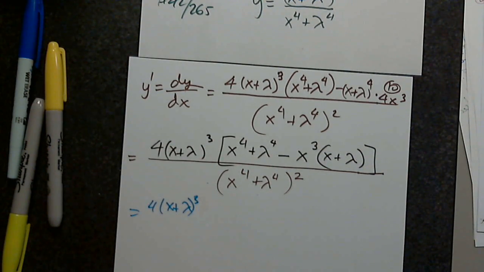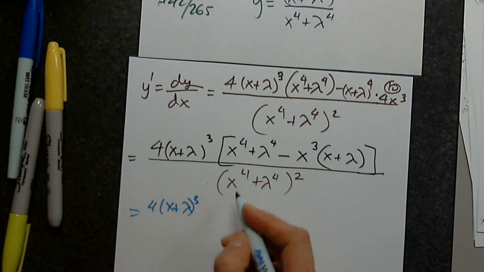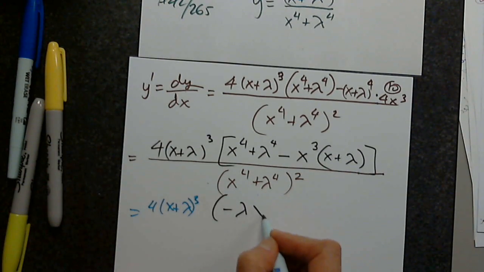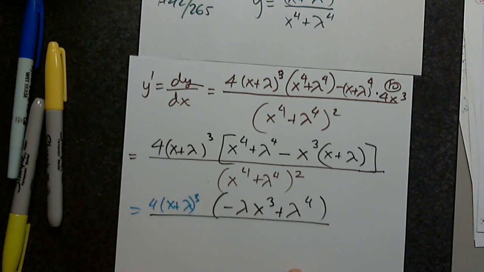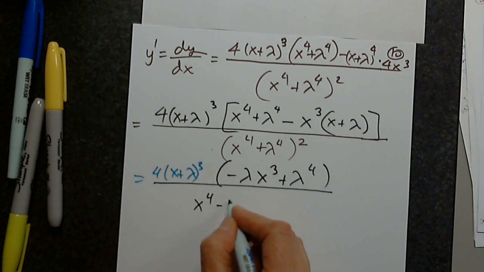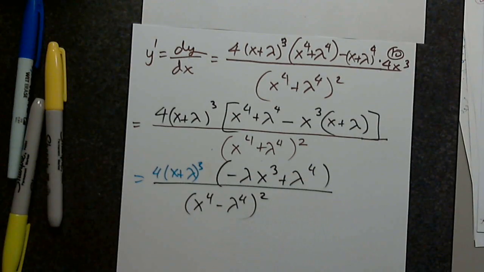So, I hope you notice that x to the fourth will go away with negative x to the fourth. So there is a lambda to the fourth minus lambda x cubed. We agree? X to the fourth minus x to the fourth go away. Lambda to the fourth minus x cubed times lambda. So in parentheses, minus lambda x cubed plus lambda to the fourth over x to the fourth minus lambda to the fourth, everything squared.